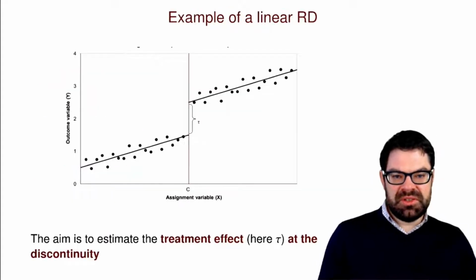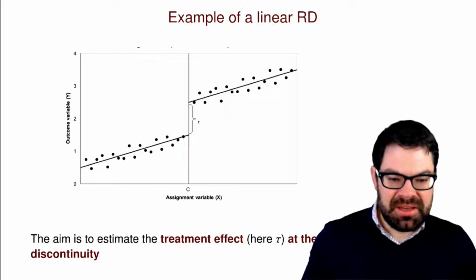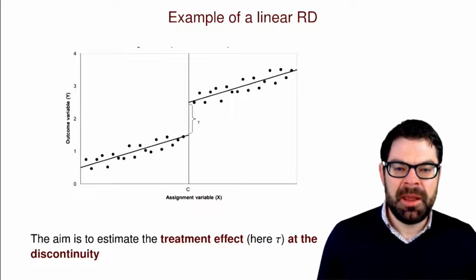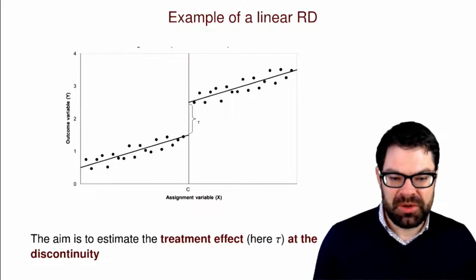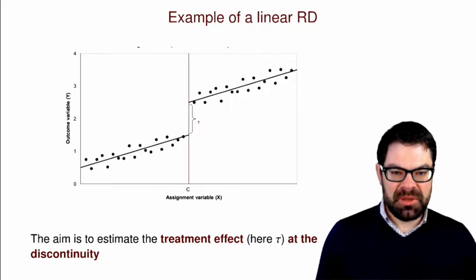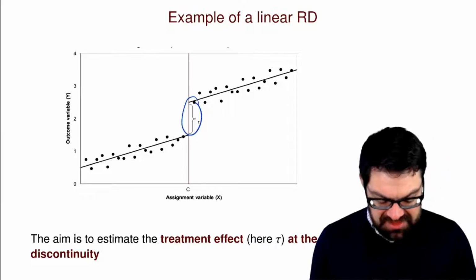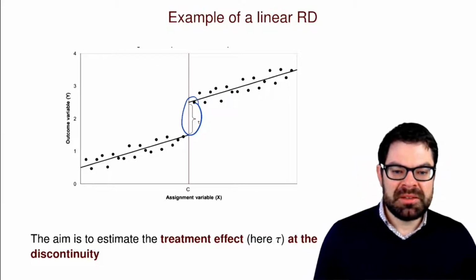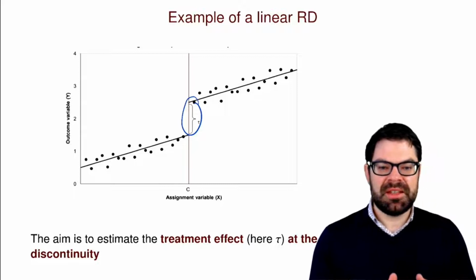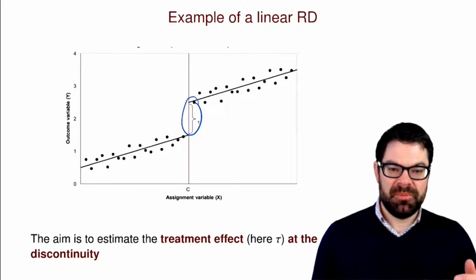So here's just a graphical example of a linear regression discontinuity design and how that typically works. We want to know the treatment effect, which is this effect here, and we have an assignment variable x, and then at the discontinuity c, we have that jump in the assignment variable.